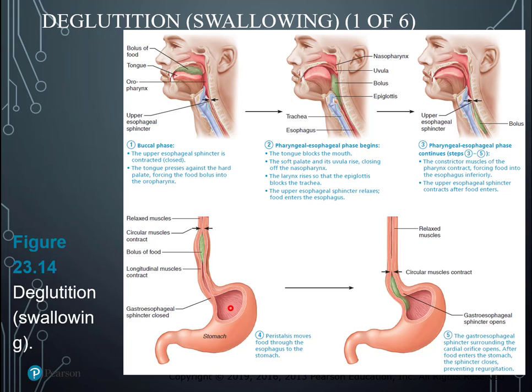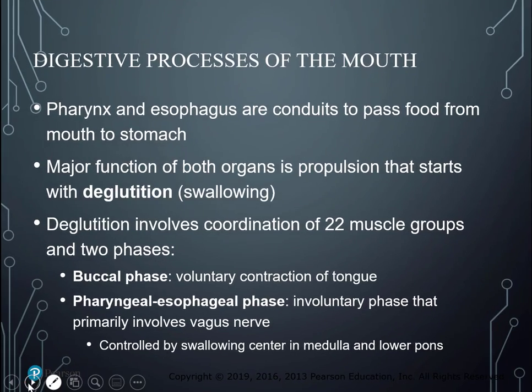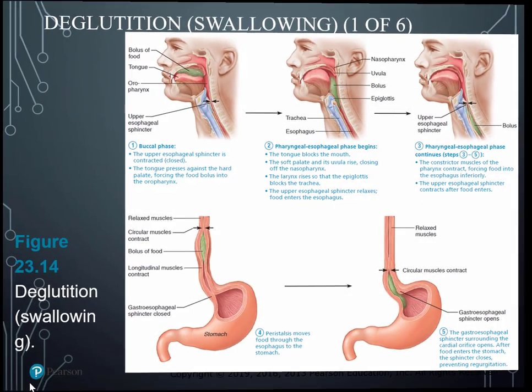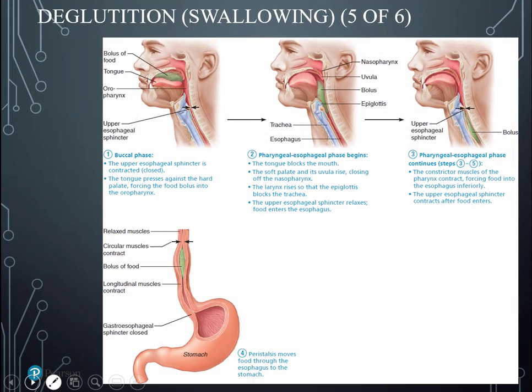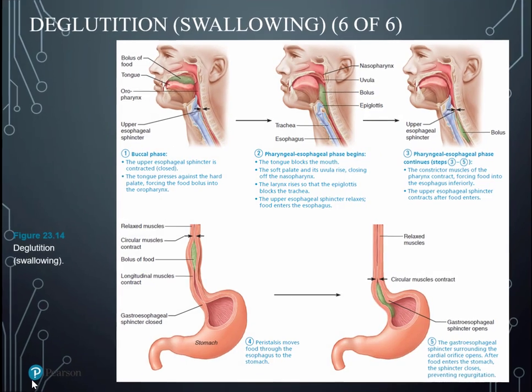The diagram shows us that peristalsis is actually the pinching effect, the circular and longitudinal muscles working coordinately to push the food down through the esophagus and then into the stomach. Here, the gastroesophageal sphincter opens, pretty much opening the cardiac orifice, allowing the food to get into the stomach. All right, and this is pretty much what we have discussed already.